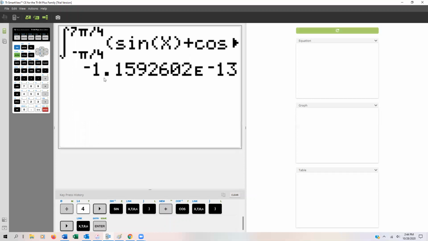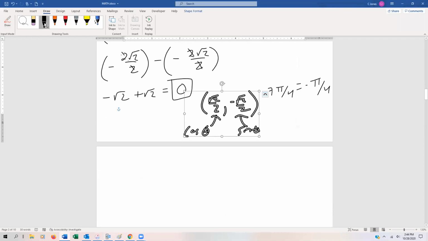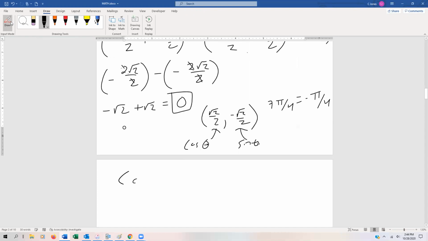And we hit enter. And look what it gives us. It gives us this crazy number, negative 1.1592 e to the minus 13. Well, that's just scientific notation saying negative 1.16 approximately times 10 to the minus 13. So if I was to write this out from our calculator, the calculator says negative 1.16 times 10 to the minus 13th power. All right, and isn't that really just going to be zero and 12 zeros?